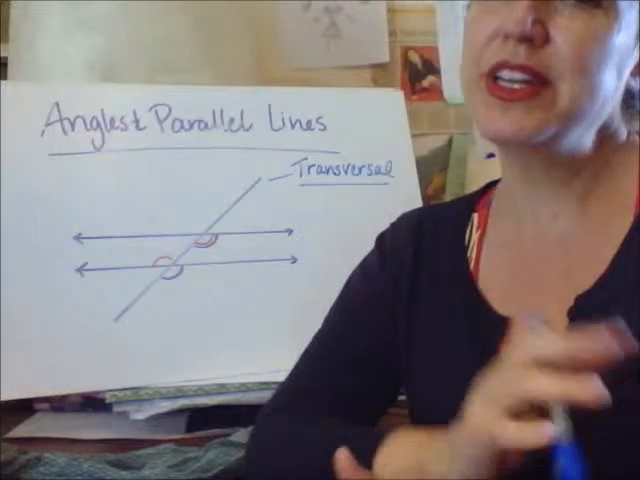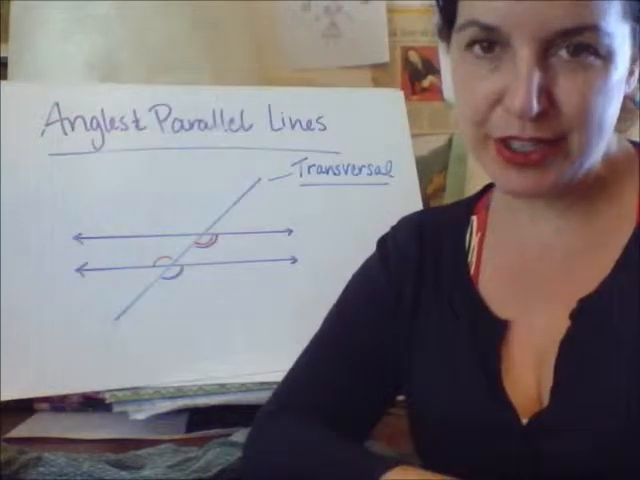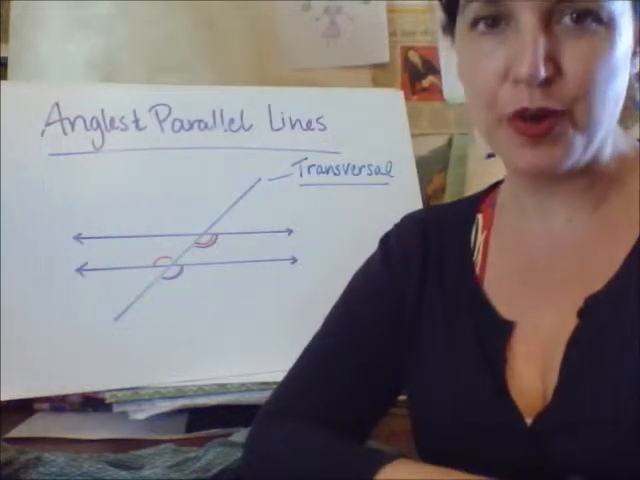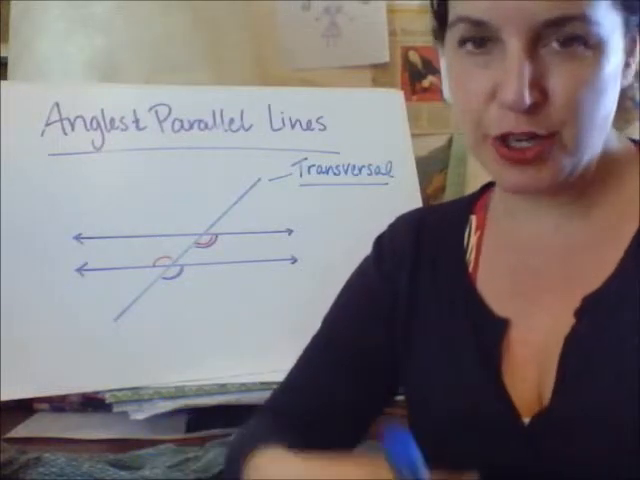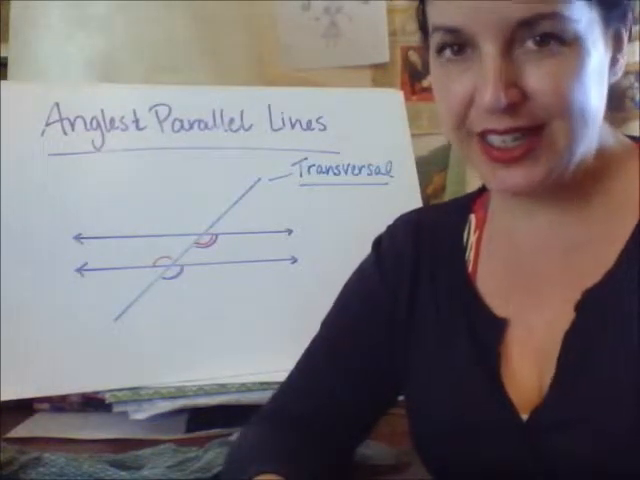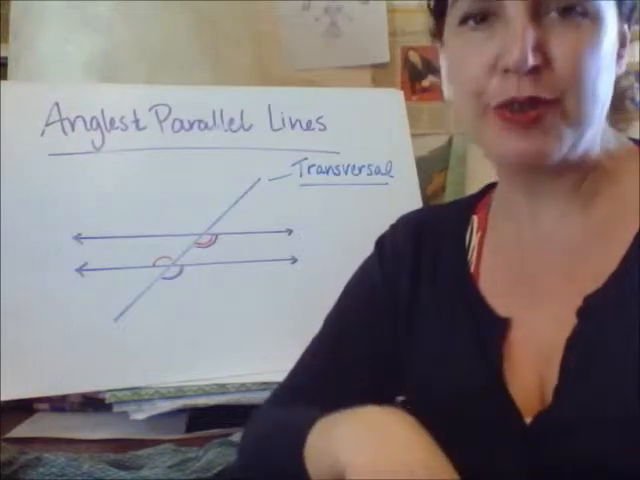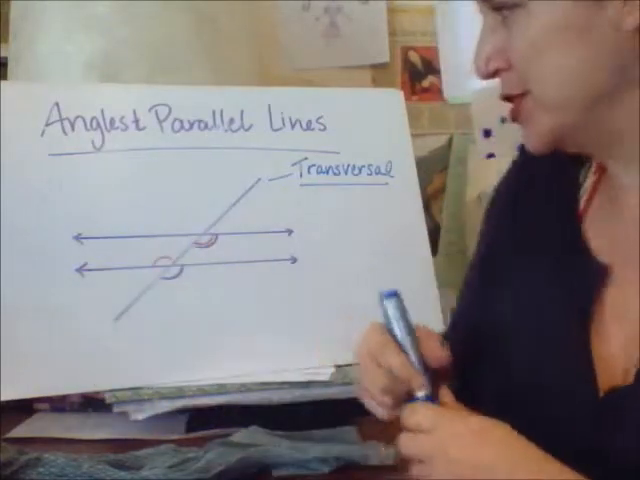Cliff here, and I want to just explain some other opportunities you have for using rules to determine the measurement of an angle. Now, these rules are particular to angles that are created when you start with two parallel lines.